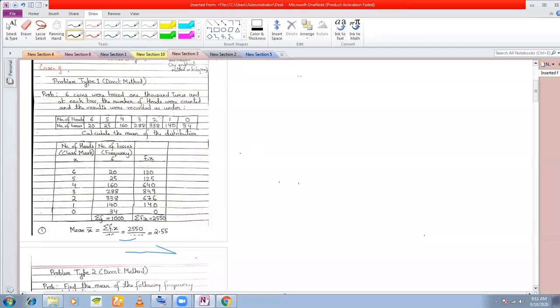And now when we start, if you see, this distribution is called a simple or ungrouped frequency distribution, because there are no class limits or class boundaries. In fact, there are no class intervals.